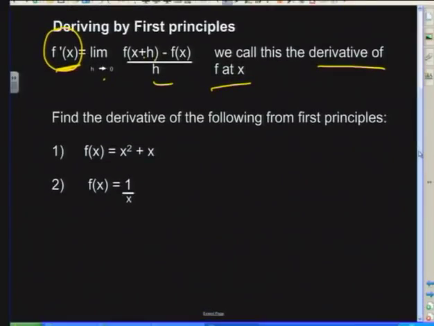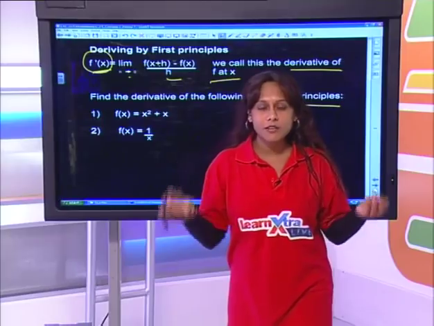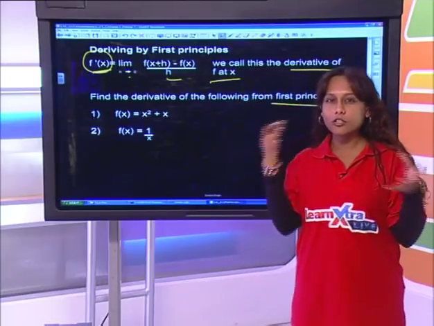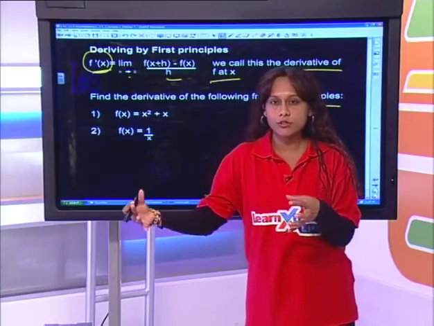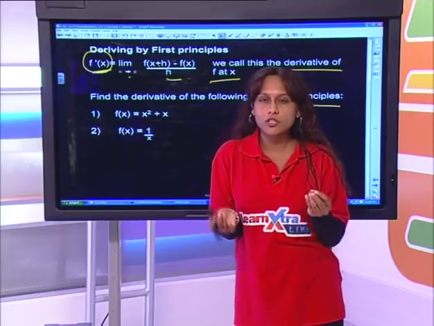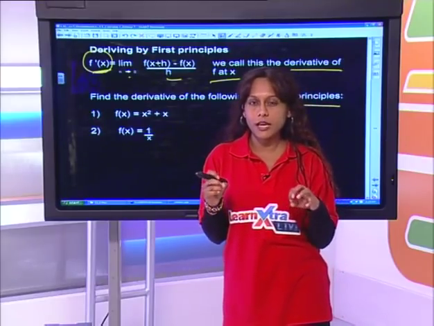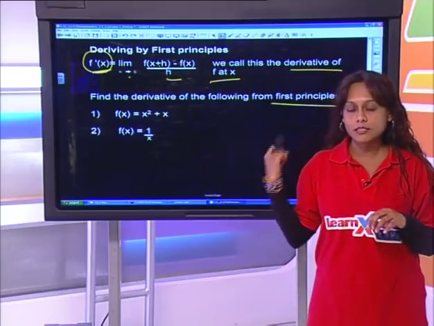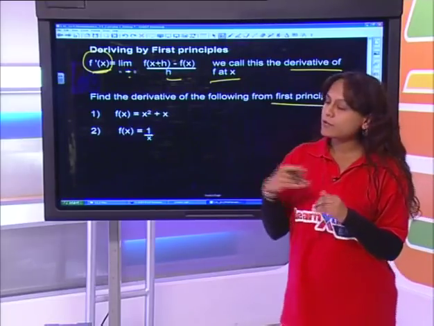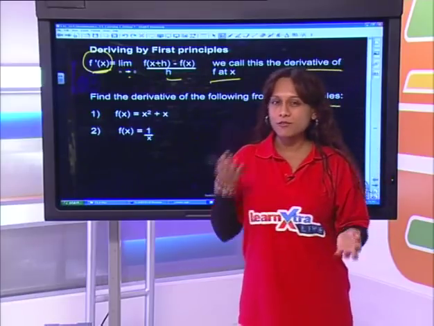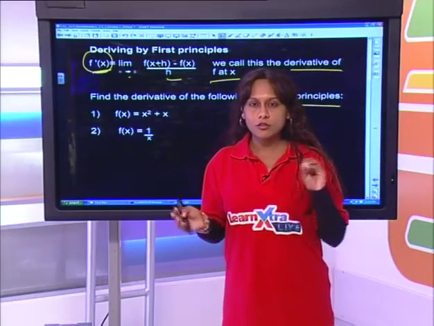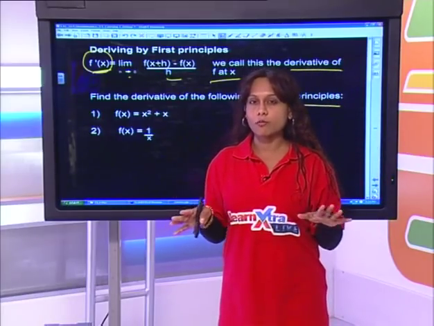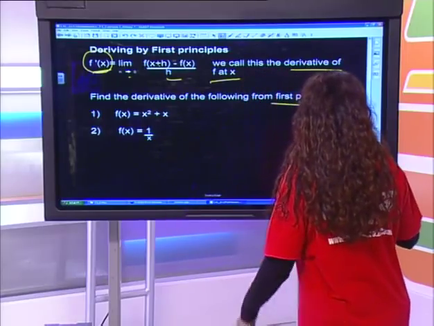The question will say, find the derivative from first principles. And guys, if they say find from first principles, you can't use any of the rules that you learn for differentiation. You have to use first principles. You'll understand what I'm talking about when I say rules when I go over the next section with you. But if they say find the derivative by first principles, you've got to use this formula. You don't have an option.